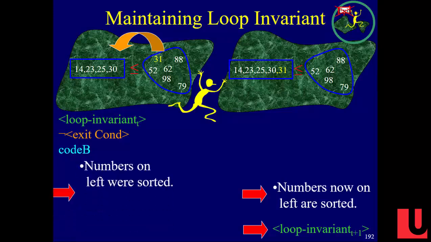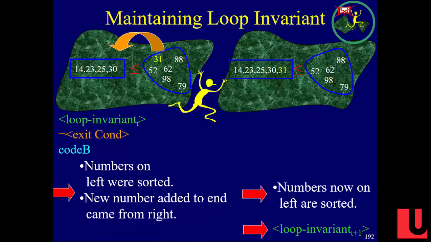Anyway, what we're saying, the numbers on the left were sorted. The new number added to the end of the list came from the right, and where do we get the smallest?